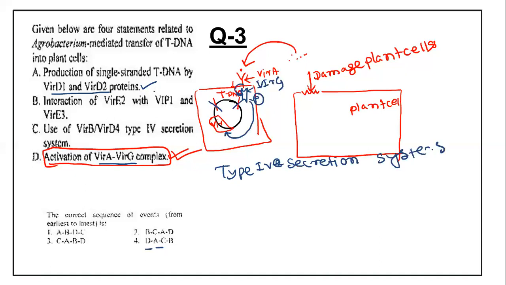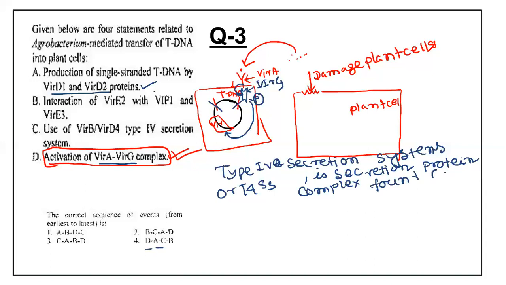The bacterial type 4 secretion system, also called T4SS, is a secretion protein complex found in gram-negative as well as gram-positive bacteria, and some archaebacteria also have it.